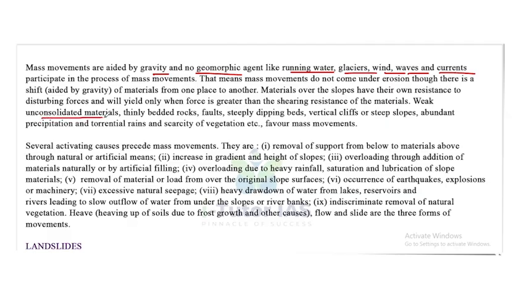Weak, unconsolidated materials, thinly bedded rocks, faults, steeply dipping beds, vertical cliffs or steep slopes, abundant precipitation and torrential rains, and scarcity of vegetation etc. favor mass movements. Okay, so these are some of the things which favor the mass movements.